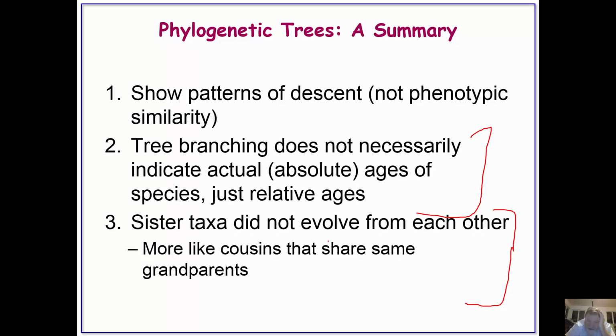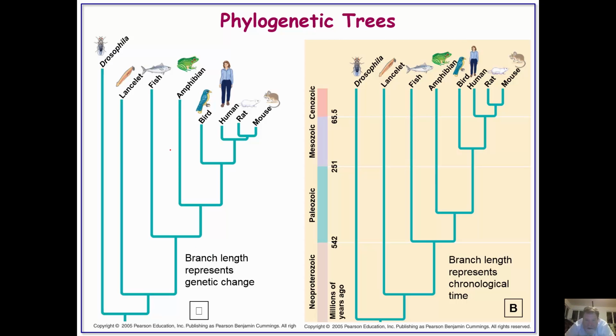Sister taxa do not evolve from each other. They're more like cousins. They share grandparents. These grandparents may be long gone. Okay, they're similar to one another.